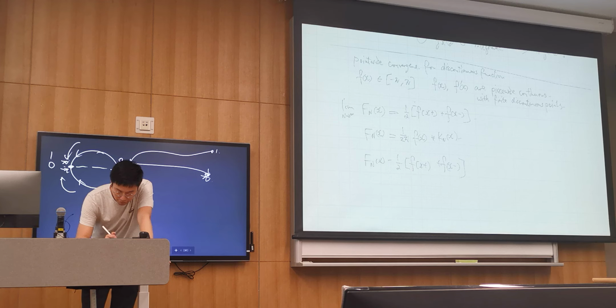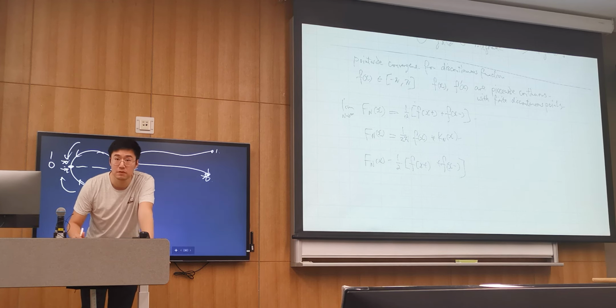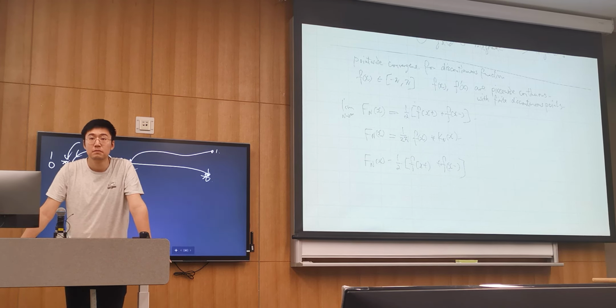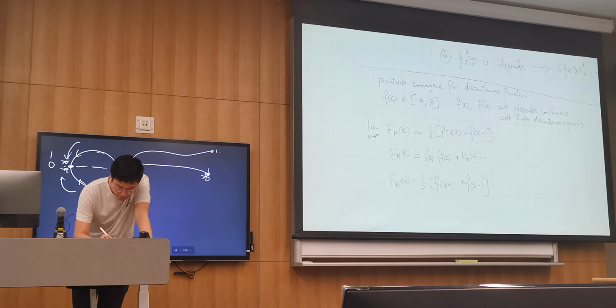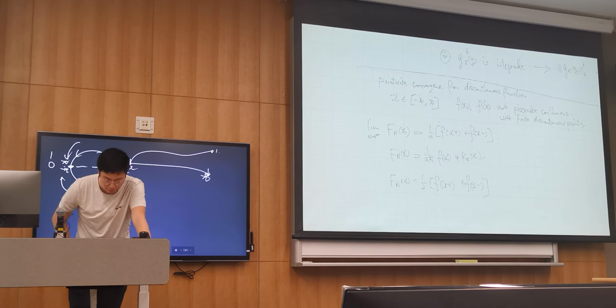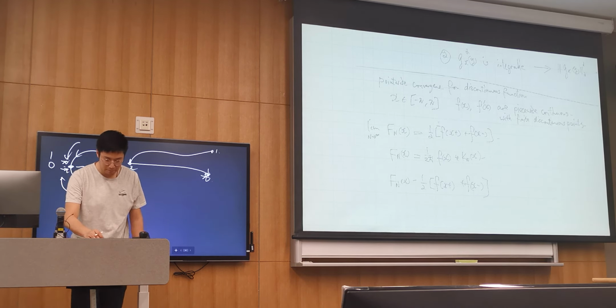So first of all, Professor, you wrote f(x) belongs to negative pi to pi. I guess it should be x belongs. Yes, you're right. Thanks for catching the typo.